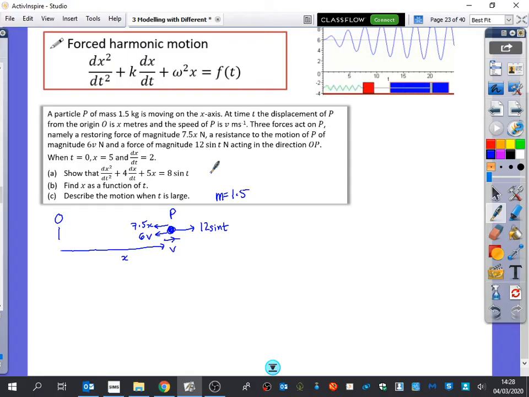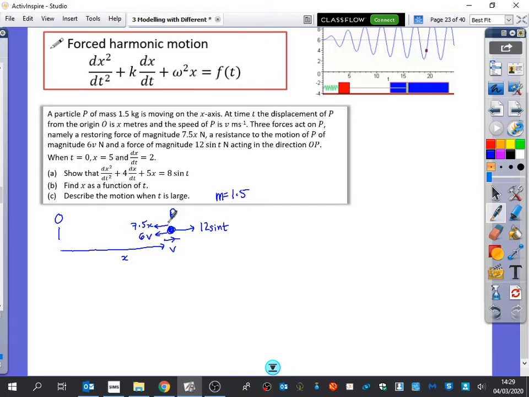So let's just try and name what these forces are. What do you think the 6v, what is that force, potentially? Resistive, so it might be something like air resistance, because it seems to be proportional to the speed. What do you think the 7.5x could possibly be? A spring. It could possibly be a spring that is trying to pull it back to where it was.